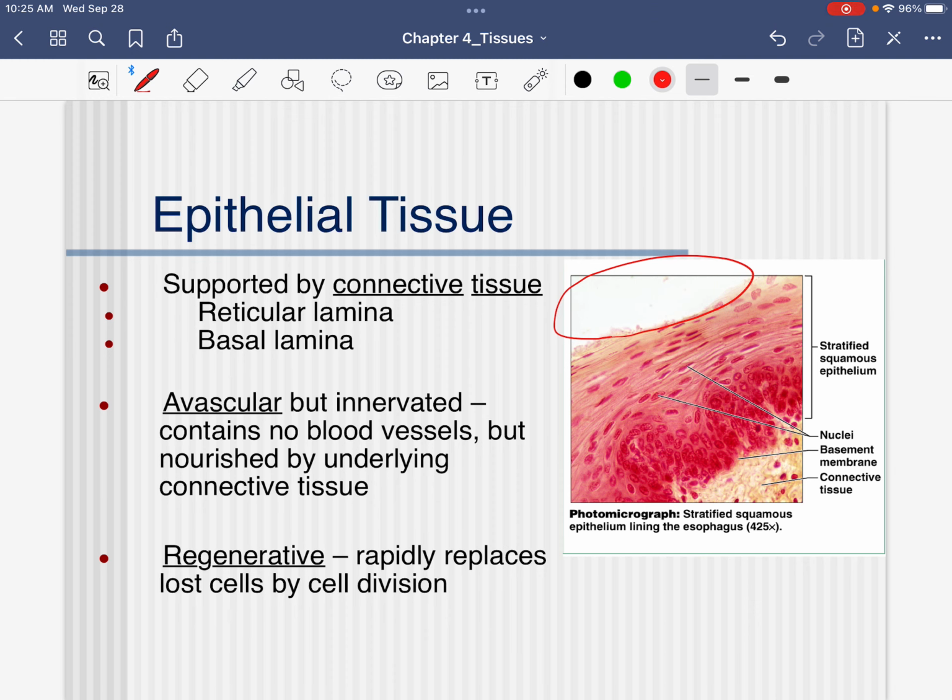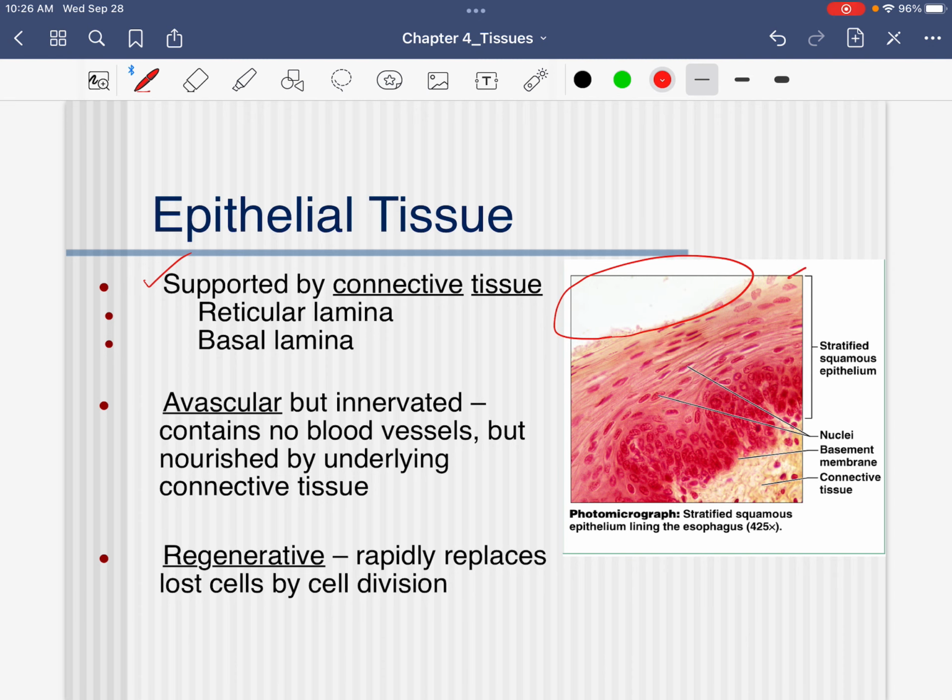There's going to be some free space. The cells are mostly held together by tight junctions. And this is a very important one: always, always, always. And by the way, it's not very often we can say always. Usually there's an exception here or there, but not in this case. So always, always, always.